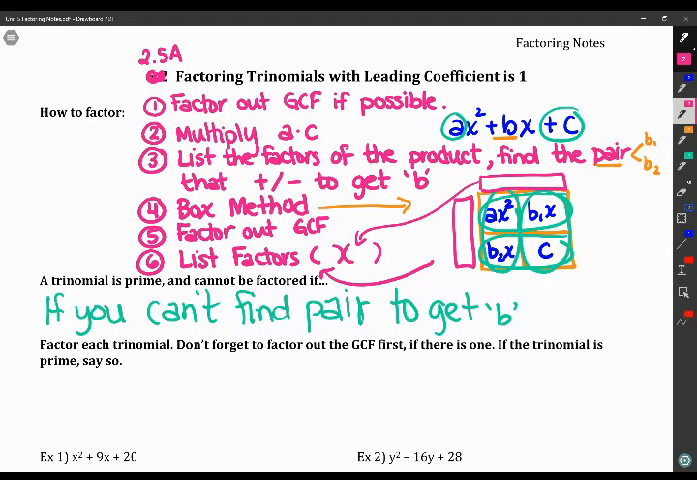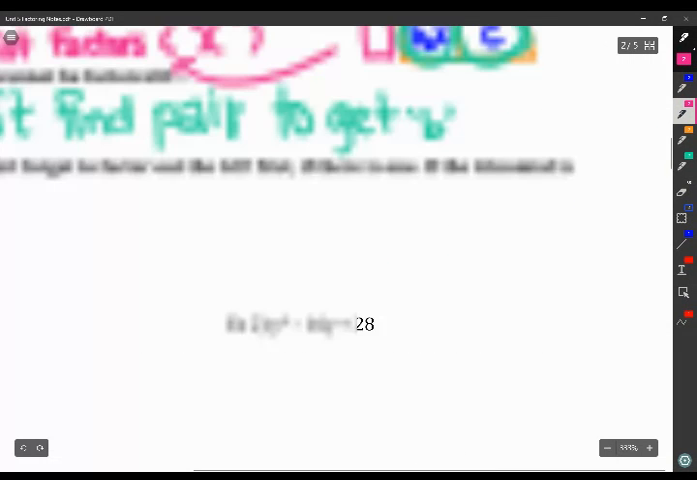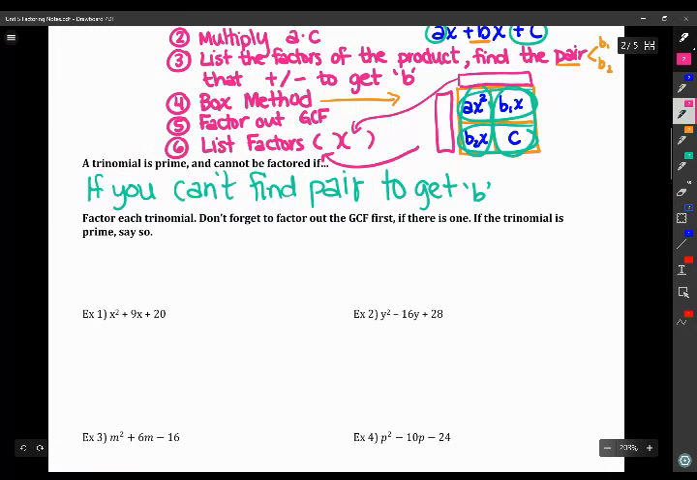So if you don't have all of that down, just pause the video for a minute and write it down. The next thing it talks about is if a polynomial is prime or can't be factored, what does that mean? What that means is you can't find a pair, like your b1 and b2, that adds or subtracts to give you b, and then it would be prime.